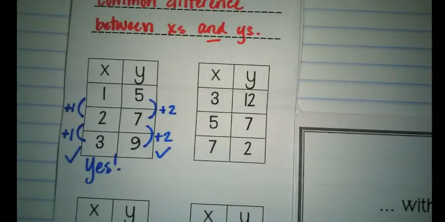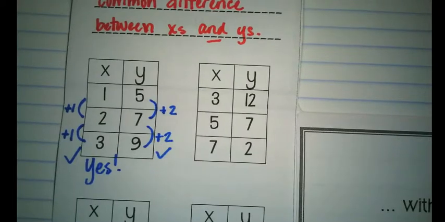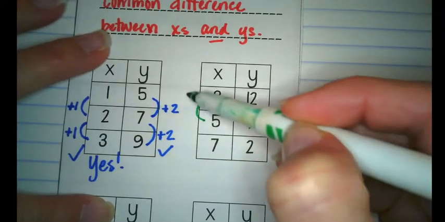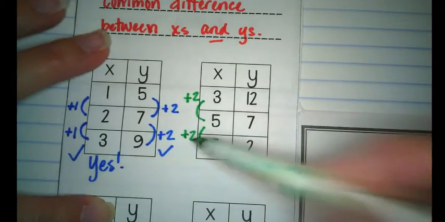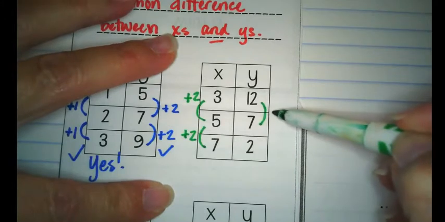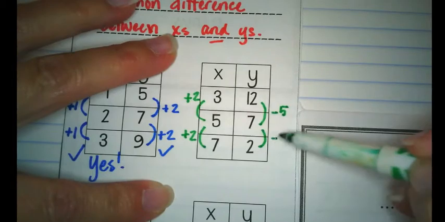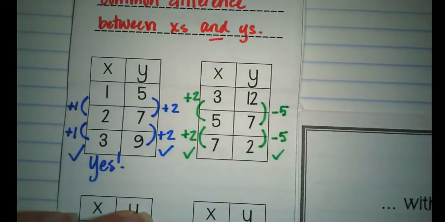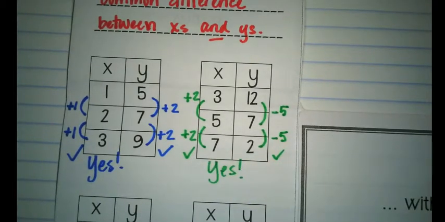All right, looking at this table, let me change colors so you can tell the difference between each question. Between these two, we add 2, and between 5 and 7, we add 2. So that looks good. If we go over here, between 12 and 7, we subtract 5, and between 7 and 2, we subtract 5. So we have a common difference among the x's and among the y's. So this is a linear function.